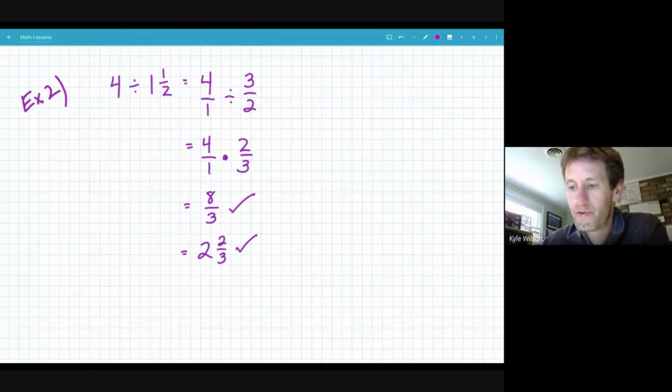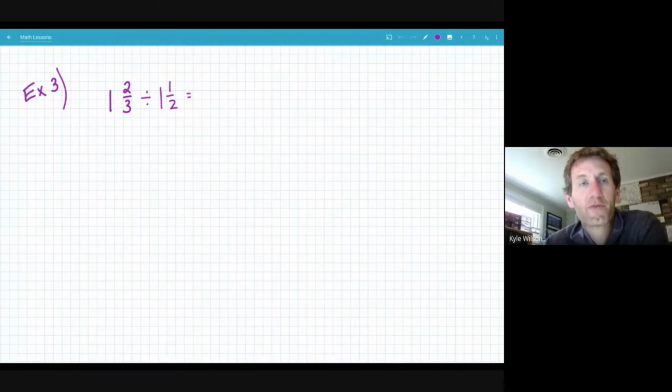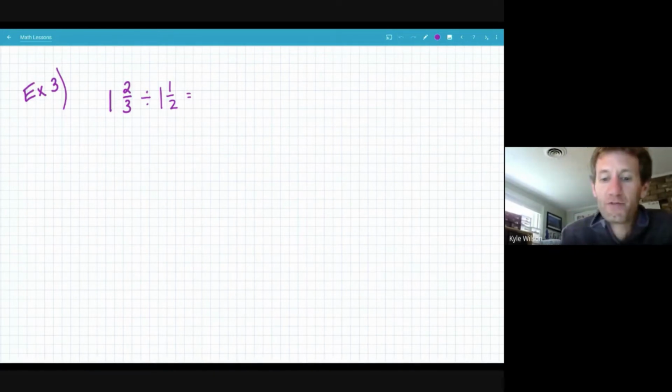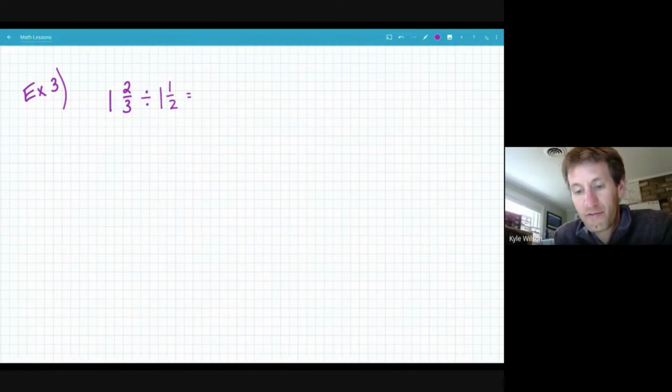So either one of these will get you credit. On to the third example here. You're also going to get problems where you have a mixed number as your dividend and your divisor. Again, the process is going to be the same. You're going to convert before you compute a single thing. So I know that 1 2/3 divided by 1 1/2, I'm going to rewrite them both now that I've converted them. 3 times 1 is 3, plus 2 is 5, so it's actually 5/3 divided by 1.5, which is 2 times 1 is 2, 2 plus 1 is 3.